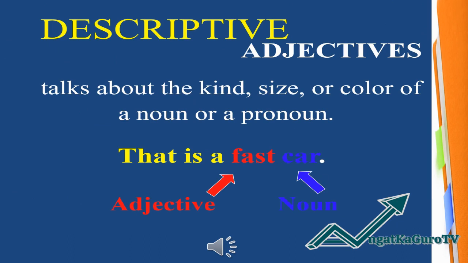Let's start with the descriptive adjectives. Descriptive adjectives talk about the kind, size, or color of a noun or a pronoun. Example: that is a fast car. Fast is an adjective and car is a noun.